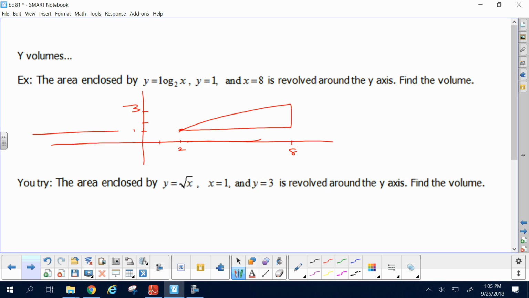I'm going to revolve that this time, though. I'm going to revolve it around the y-axis. Might help to draw yourself a little picture in your notes. When the slice goes this way, it's dx. When the slice goes that way, the height or thickness is dy. If I'm going around the y-axis, I must be using y. If I'm using y, the slice goes this way. Or this one.